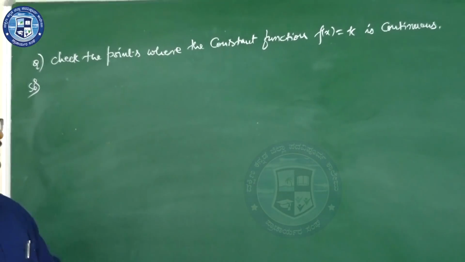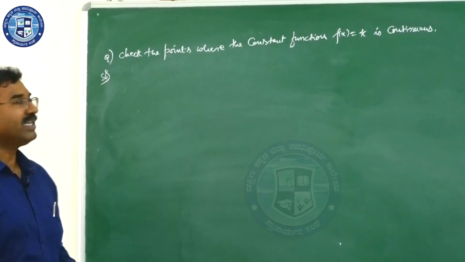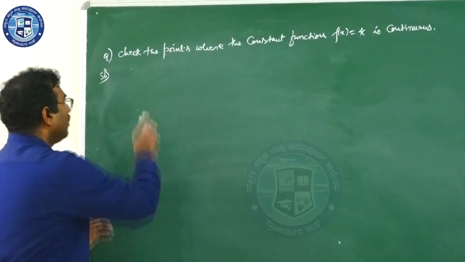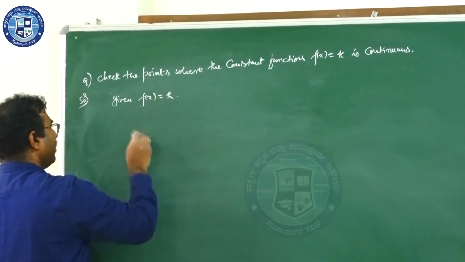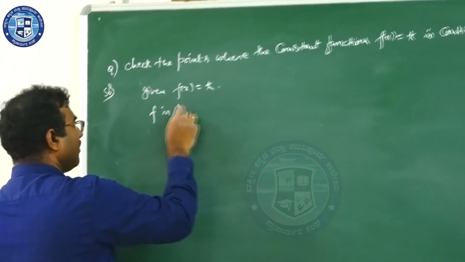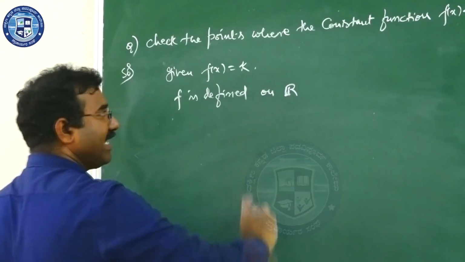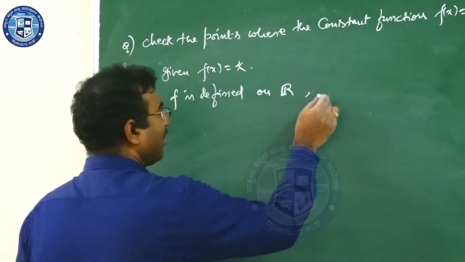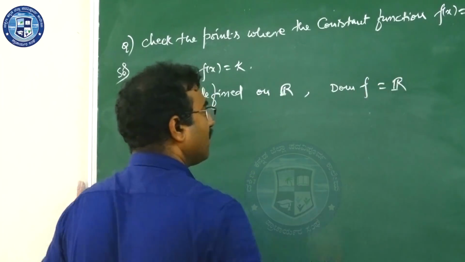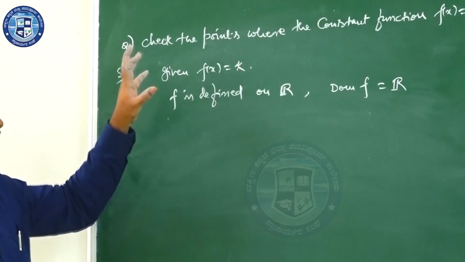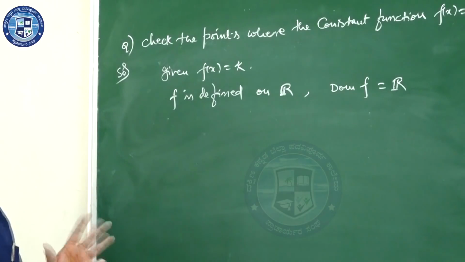Now, we know f(x) equal to k is defined everywhere. That means in the entire real number system it is defined, it is a constant function, right. Given f(x) is equal to k, first of all, what is its domain? f is defined on R. In the entire real number system it is defined. So the domain of f is R. Now, is it mentioned at a particular point you have to work? No. You just have to work it out at some point.